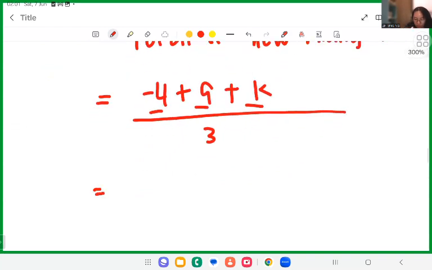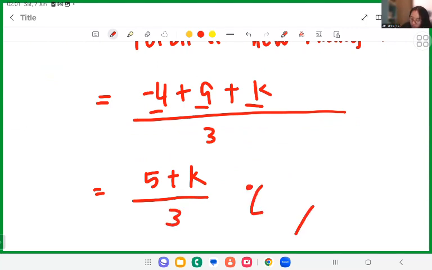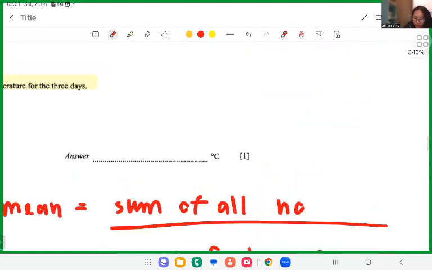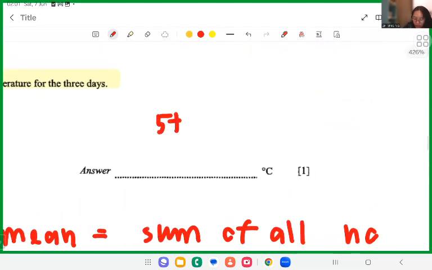So -4 plus 9 equals 5, plus K, over 3. And also don't forget to include the units, degrees Celsius. So this is the final answer. And then we will write it in the answer space: 5 plus K over 3.